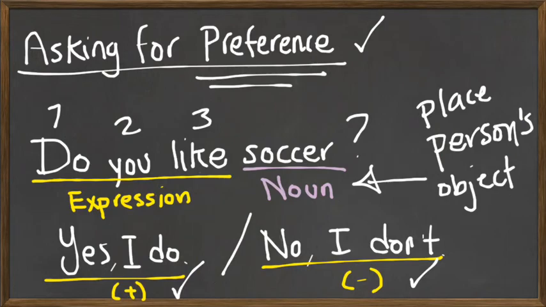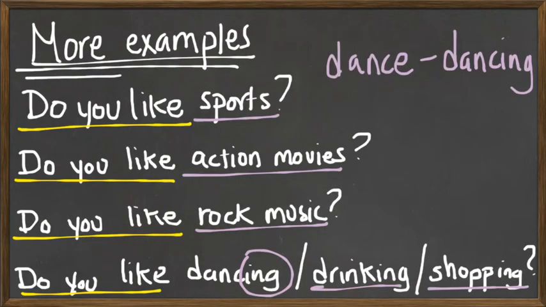And finally, we have the expression do you like? And we can have a noun, which is the name of a person, place, or animal, or a verb plus ing.